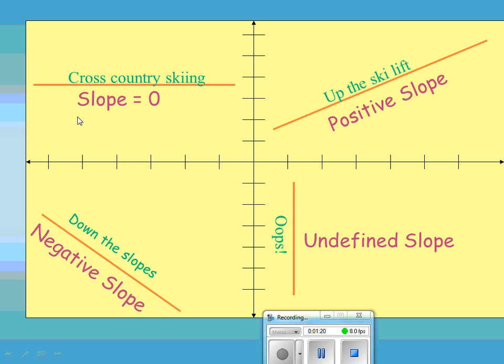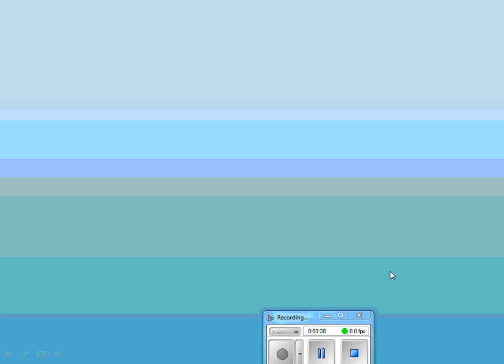So we look here, we have a slope of 0. You see there's no slant at all, 0 slope. Going up the ski lift, we have a positive slope. If we're going down, we have a negative slope. And whoops, we fell off the cliff. That is definitely undefined.